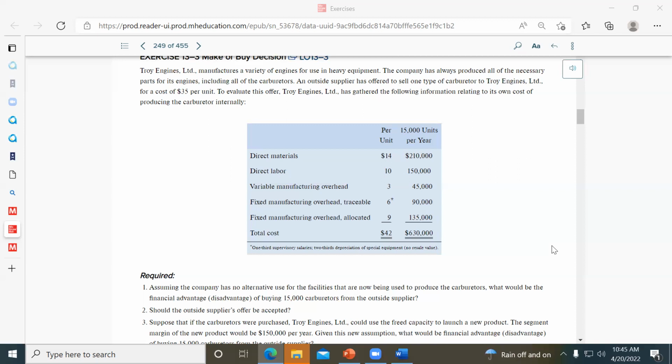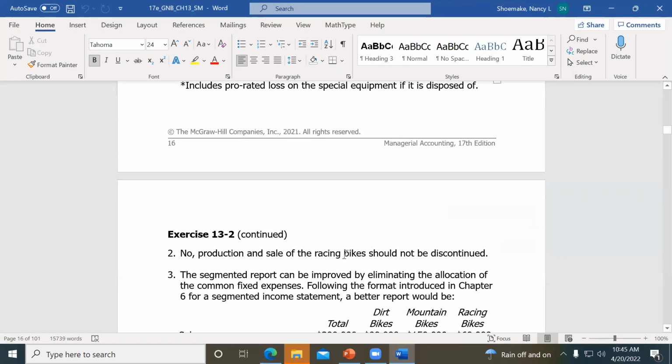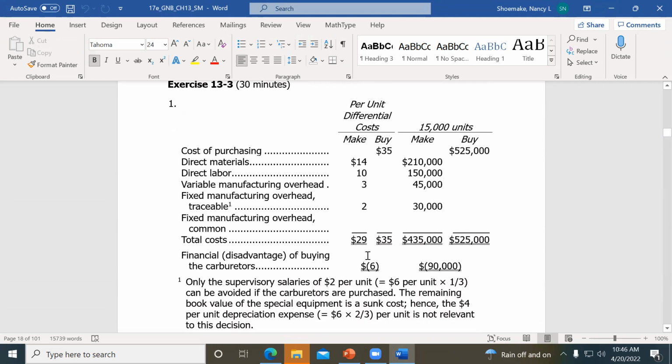Assuming the company has no alternative use for the facilities that are now being used to produce the carburetors, what would be the financial advantage or disadvantage of purchasing 15,000 carburetors from the outside? So, of purchasing them from the outside, here's to make it. To purchase them from the outside, we would buy them for $525,000. Okay.